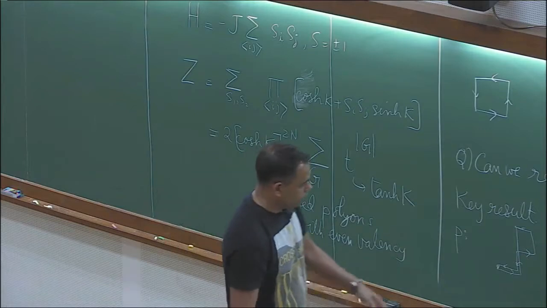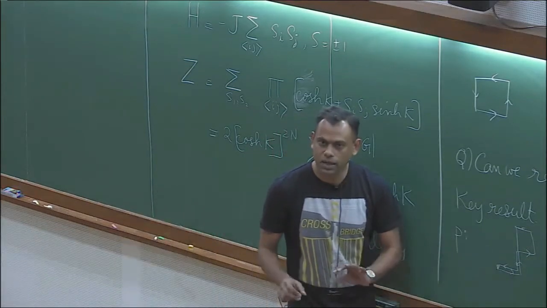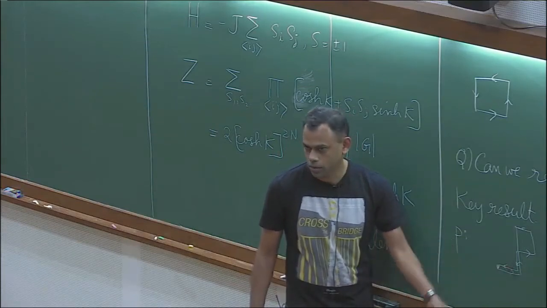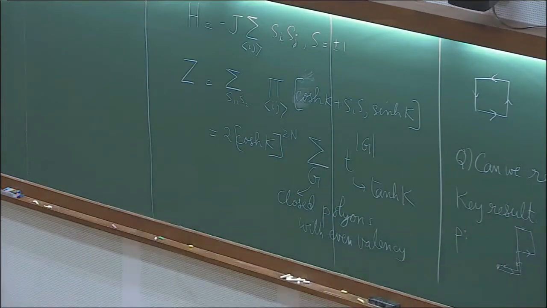Now, one wants to weight this walk with some other factors so that some of these terms cancel out. So how to do that? The prescription is to assign a weight e to the power i alpha for every left turn and e to the power minus i alpha for every right turn.